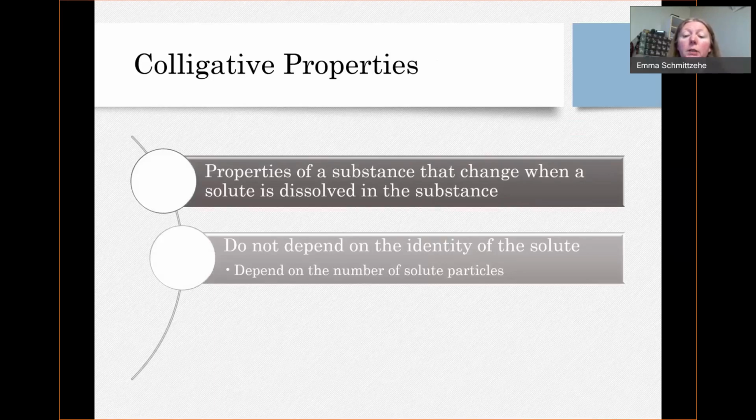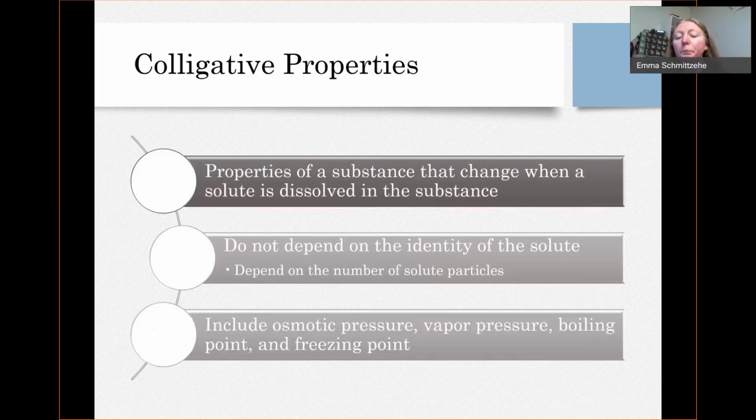It doesn't matter if you're dissolving sodium chloride or potassium chloride. They're going to have the same effect, but that effect depends on how many particles are dissolved. And so the colligative properties that we're going to look at are osmotic pressure, vapor pressure, boiling point, and freezing point. Or melting point, if you want to call it melting point instead of freezing point.